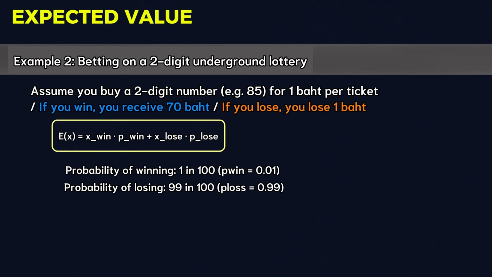Now here's the rule. If the total is exactly 7, we win 70. If the total is any other number, we lose 10 baht. Here's my question. Would you play this game?